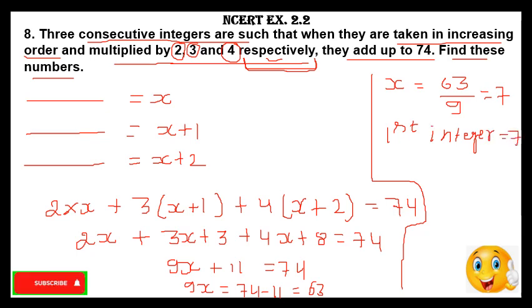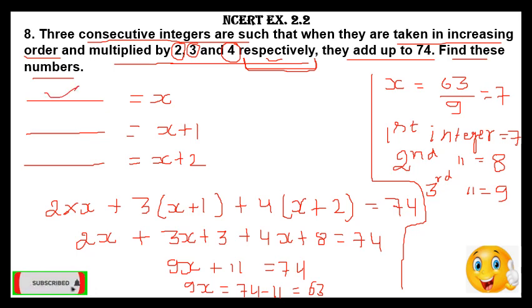The second integer will be x plus 1, 7 plus 1, that is 8, and the third integer will be here 9. So the three consecutive integers are 7, 8, 9, and you multiply 7 with 2, 8 with 3 and 9 with 4, and you add them, it becomes 74. The statements you have to write yourself: let the first integer, second integer and third integer. This is the solution to question number 8. I hope you have no doubt in this question.